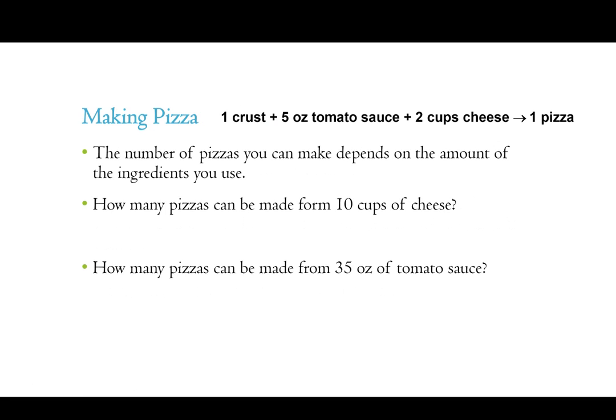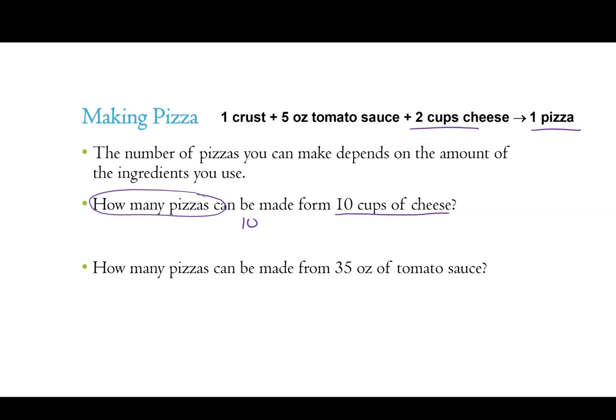So before we get into chemistry examples, we're going to do pizza examples. The equation for a pizza is 1 crust plus 5 ounces of tomato sauce plus 2 cups of cheese yield 1 pizza. And the number of pizzas that you can make is going to depend on the amount of ingredients that you use. So I want to know how many pizzas can be made from 10 cups of cheese. If I look at my reaction up here, for every 2 cups of cheese, I make 1 pizza. And in your head, you're probably like, well, you can make 5 pizzas.